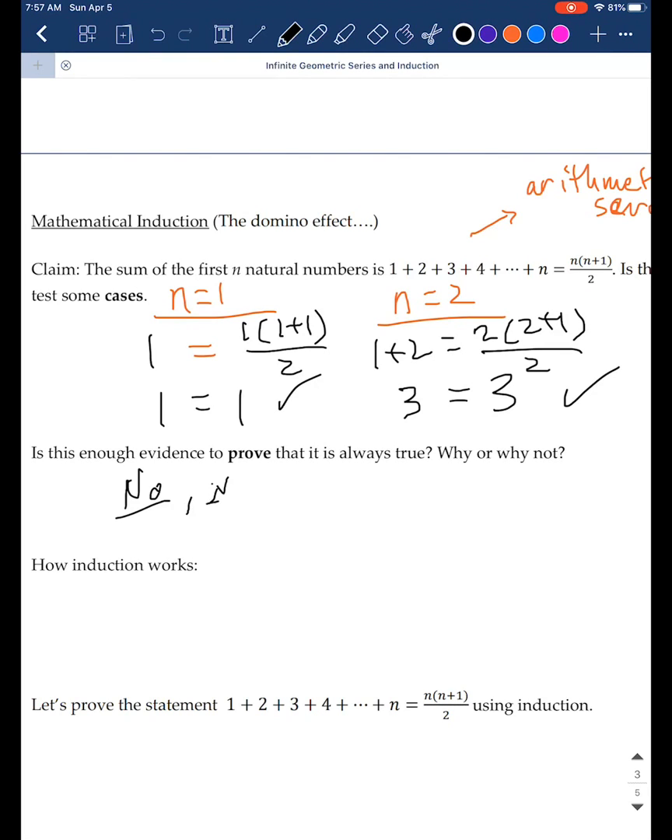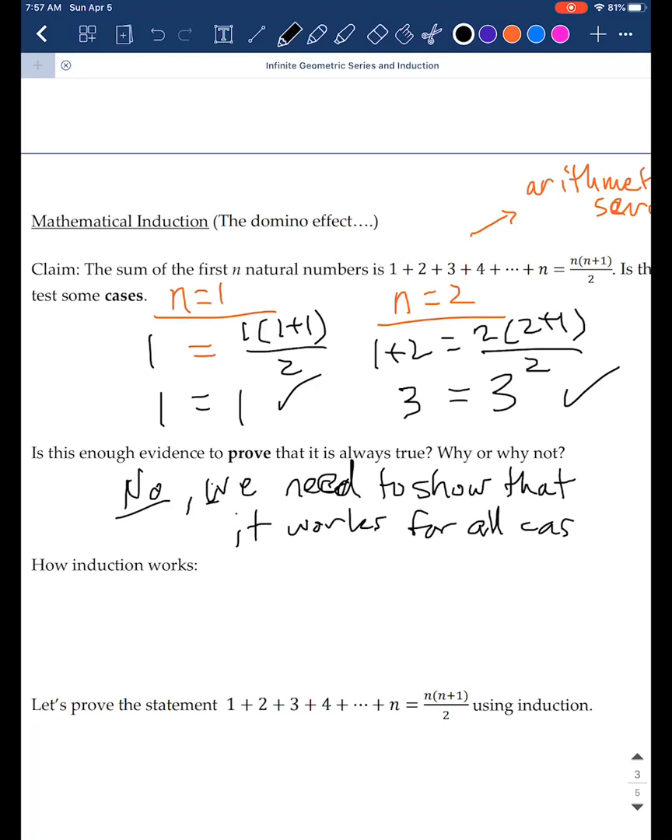So we need to show that it works for all cases. So how do you show that it works for all cases? Can we write out an infinite number of examples? Obviously not. We can't do n equals 3, 4, 5, 6, 7, 8, out to infinity, because infinity never ends. We have a larger and larger value that we can continually check it against.